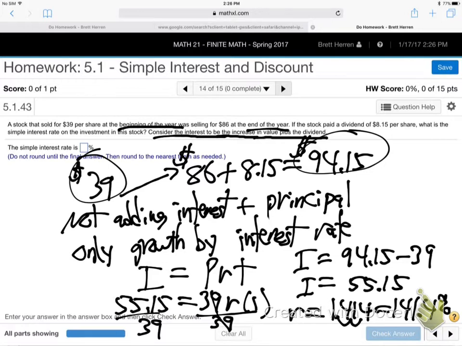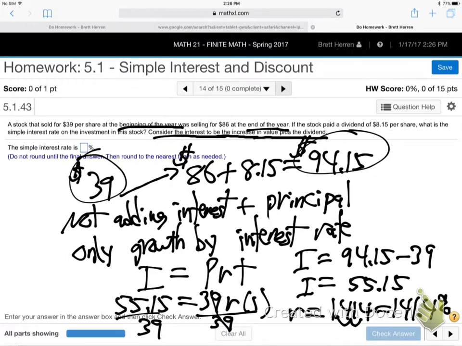And yeah, they said tenth, so that is our answer. Well, what came after that last 4? 1. Yeah, so we're good right there. 141.4%. That was the interest. That was the growth. In other words, whenever your interest rate is more than 100%, that means it more than doubled. Does that make sense?